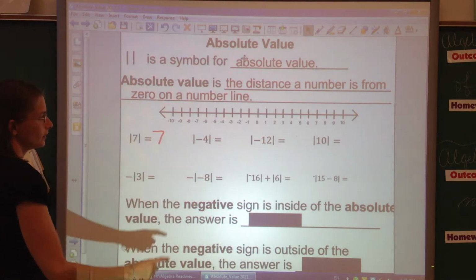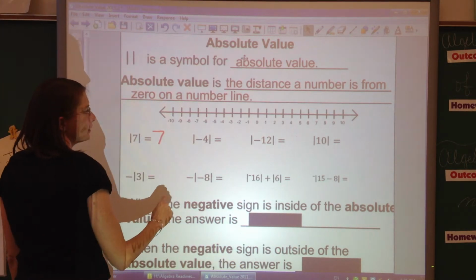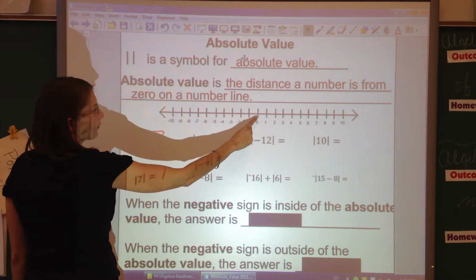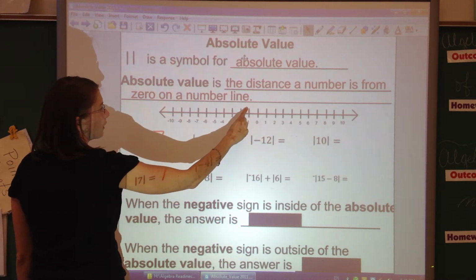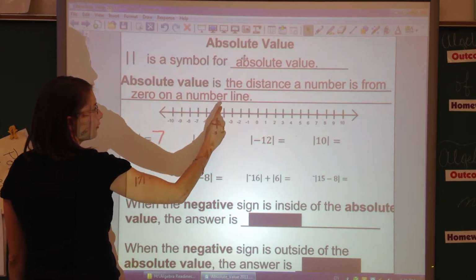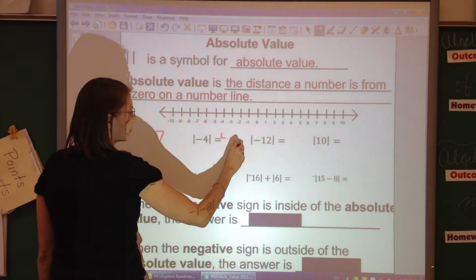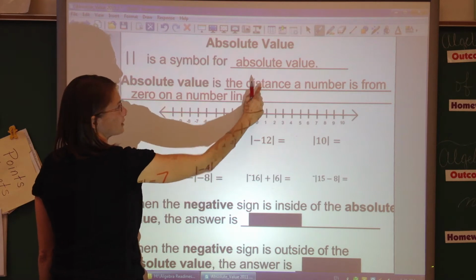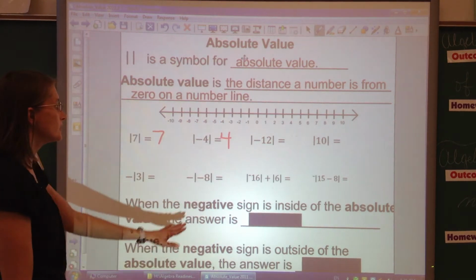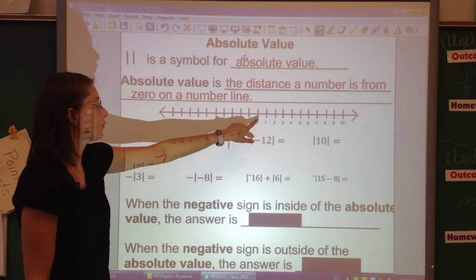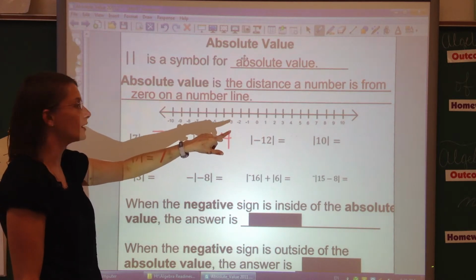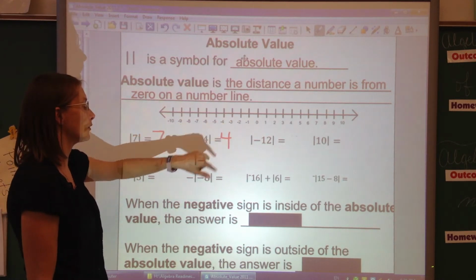Now our second one is -4. So here's -4. How far is it from 0? It is 1, 2, 3, 4 hops away. And it's not a -4 because we cannot do distance in negatives. So it's just +4. It's 4 hops away from 0. Not -4 hops. That's what number it is.